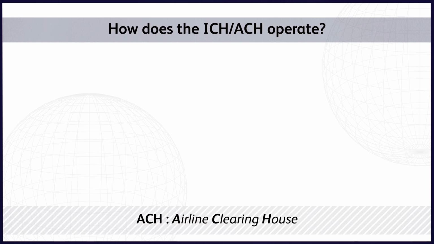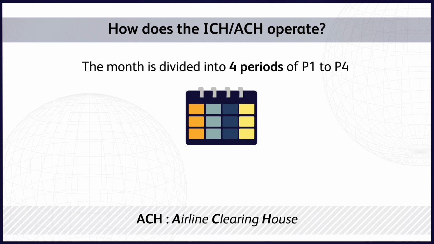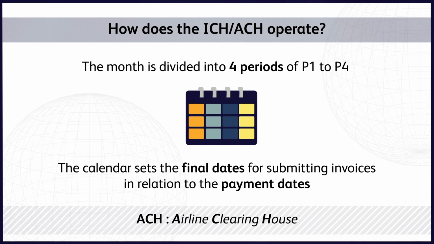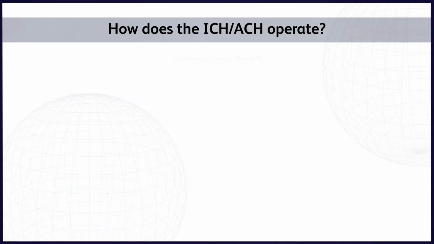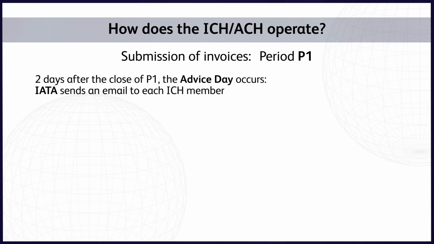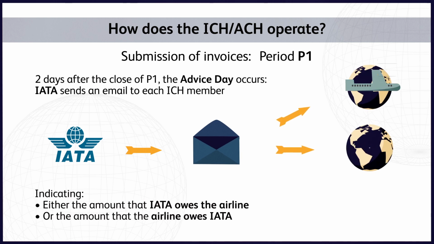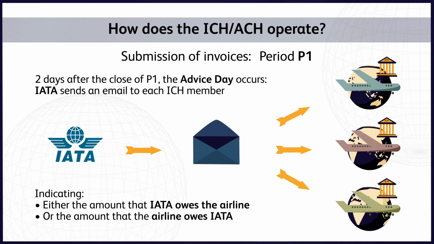The month is divided into 4 periods of P1 to P4. See calendar established by IATA. The calendar sets the final dates for submitting invoices in relation to the payment dates. Submission of invoices, period 1, 2 days after the close of P1, the advice day occurs. IATA sends an email to each ICH member indicating either the amount that IATA owes the airline or the amount that the airline owes IATA.